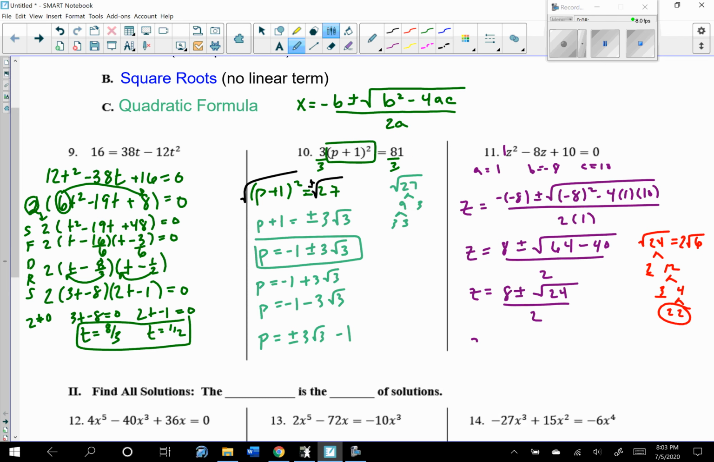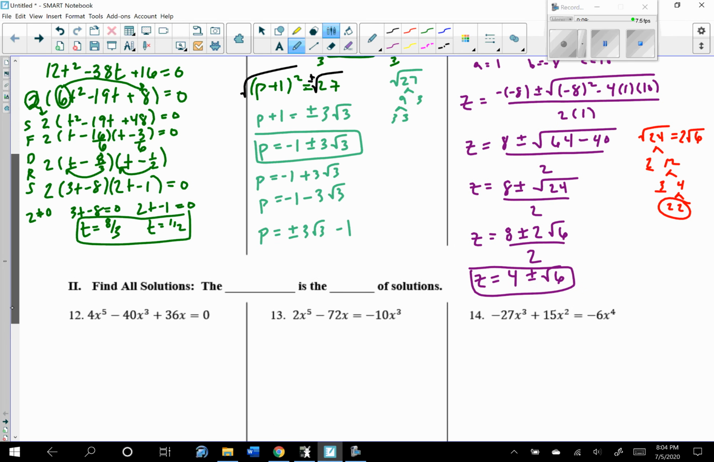So we get z is equal to 8 plus or minus 2 root 6 divided by 2. And of course, we're not done because the 8 is getting divided by 2 and this 2 root 6 is getting divided by 2, so we can simplify. So z is equal to 4 plus or minus root 6. And that gives me my 2 solutions. So again, we did the factoring, we did taking square roots, and then we did using the quadratic formula.